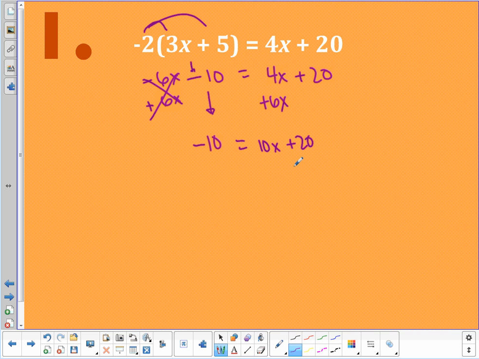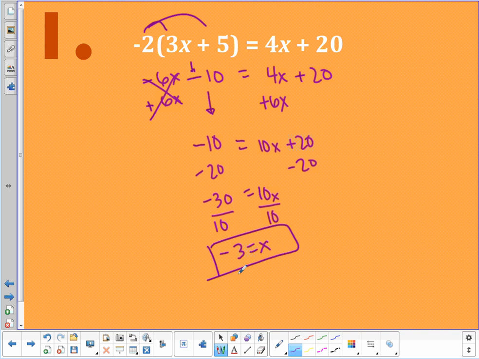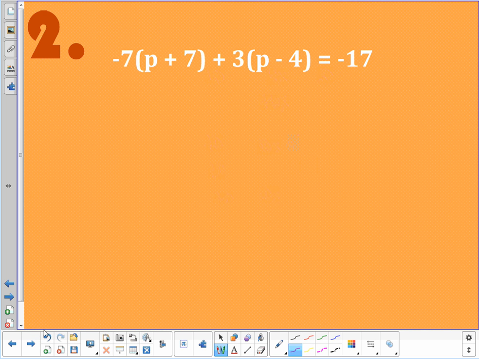Then the next thing I would do is subtract that 20. -10 minus 20 is -30. So -30 is equal to 10x. Now the last thing that I need to take care of is to divide both sides by the coefficient. So divide by 10, and I get -3 is equal to x. So that is my solution. Let's take a look at number 2.